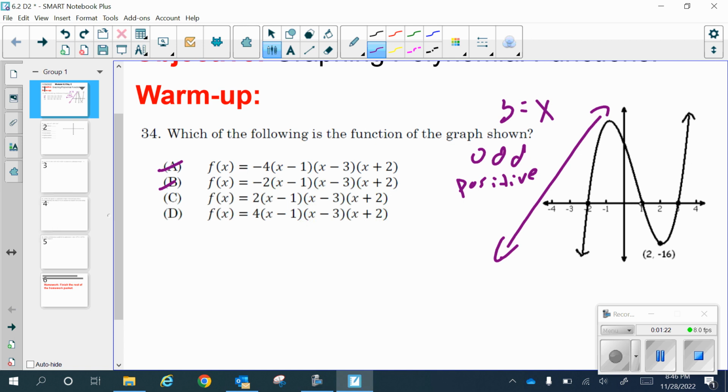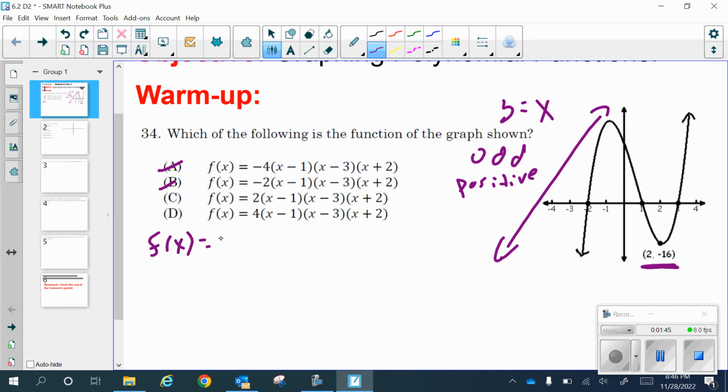Both c and d have all the same x-intercepts of -2, 1, and 3. What I need to figure out now is whether the leading coefficient is 2 or 4. I can figure that out by plugging this point into both of them and seeing which one works. So I'm going to plug in my x value of 2 into c and d and see which one gives me -16.